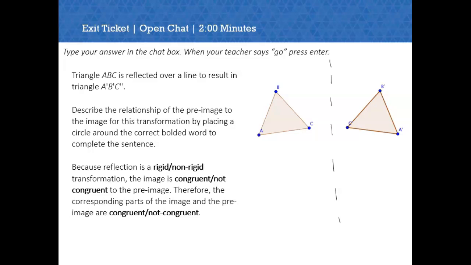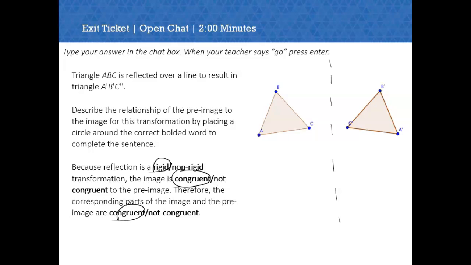It says, describe the relationship of the pre-image to the image for this transformation by placing a circle around the correct bolded word to complete the sentence. Because reflection is a rigid transformation, so we talked about a rigid transformation means it does not change size or shape, and this has not changed size or shape, so this is a rigid transformation. The image is, when it's the same, the fancy word for same in geometry is congruent. The image is congruent to the pre-image. Therefore, the corresponding parts of the image and the pre-image are congruent.